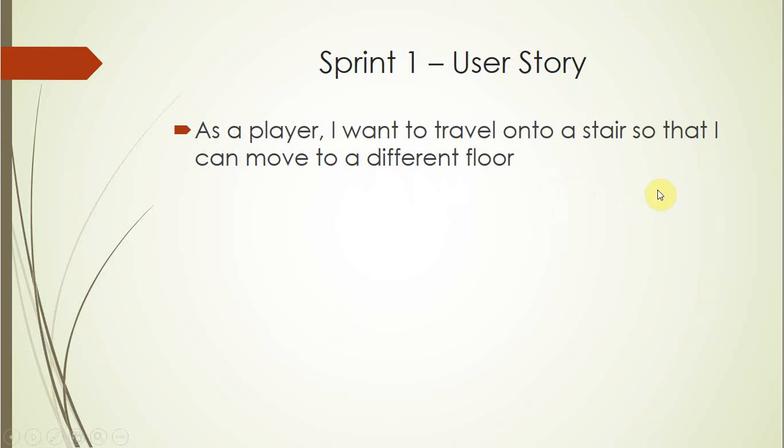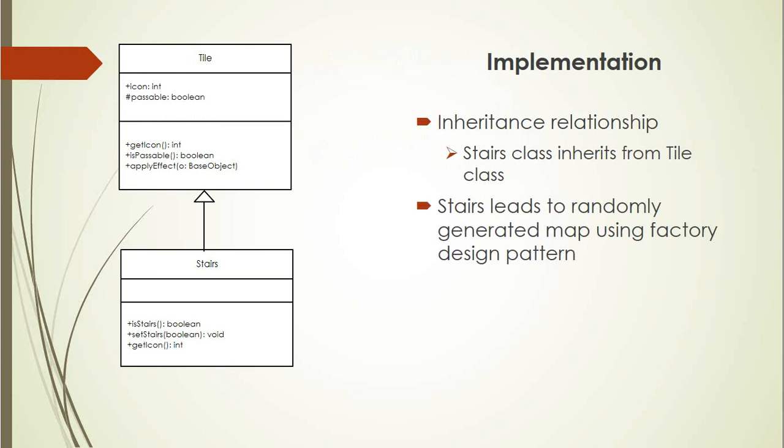And the second user story for Sprint 1 was: as a player, I want to travel onto a stair so that I can move to a different floor. This user story implementation also deals with an inheritance relationship between the tile class and the stair class. Stair class inherits the information from the tile class, such as the icon of the tile and whether the tile is passable or not. For example, if the tile is a wall, then the player cannot move past the wall.